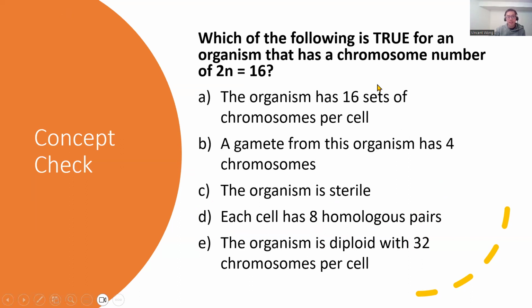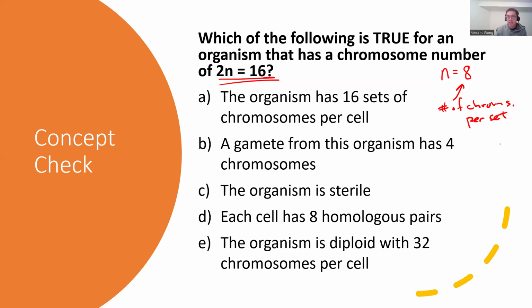This one is complicated. Let's do it together. Which of the following is true for an organism that has a chromosome number of 2n equals 16? All of you should know how to solve this, right? If you solve for n, what's the n number? 8. Yeah, 16 divided by 2 is 8, right? So that means one set of chromosomes has 8 chromosomes in it. The n number is the number of chromosomes per set.